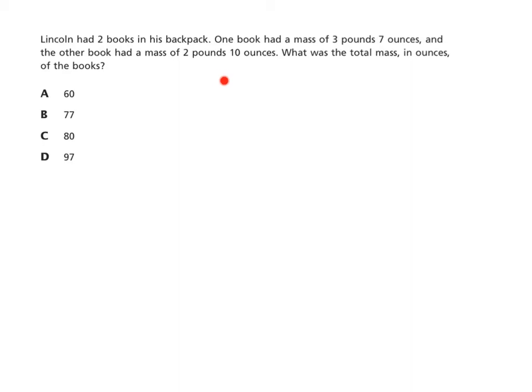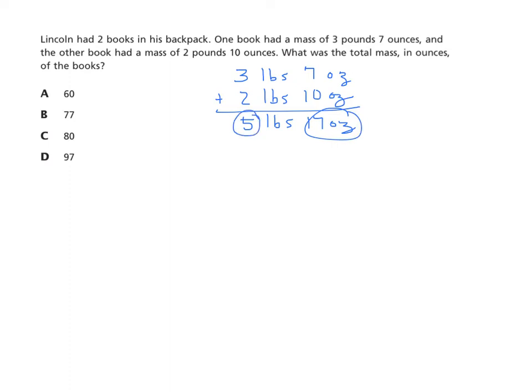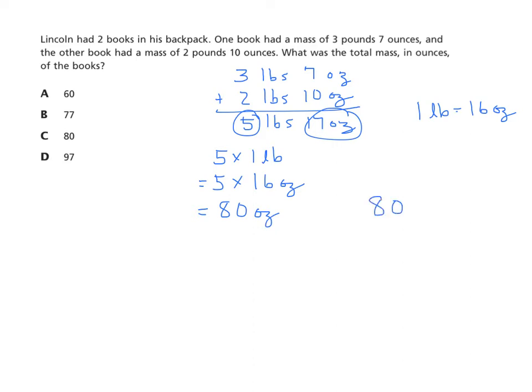So I have 3 pounds, 7 ounces. I'm going to add my 2 pounds and my 10 ounces, and I get 5 pounds, 17 ounces. I'm going to leave those ounces right there, but I'm going to look at these 5 pounds. We need to know the conversion factor. Once again, there's no conversion factor between ounces and pounds on our chart, but we know that 1 pound equals 16 ounces. So I have 5 times 1 pound equals 5. What's the same as 1 pound? It's 16 ounces. And 5 times 16 is 80 ounces. So 5 pounds equals 80 ounces. Now I'll take my 80 ounces, add my 17 ounces, and I get 97 ounces.